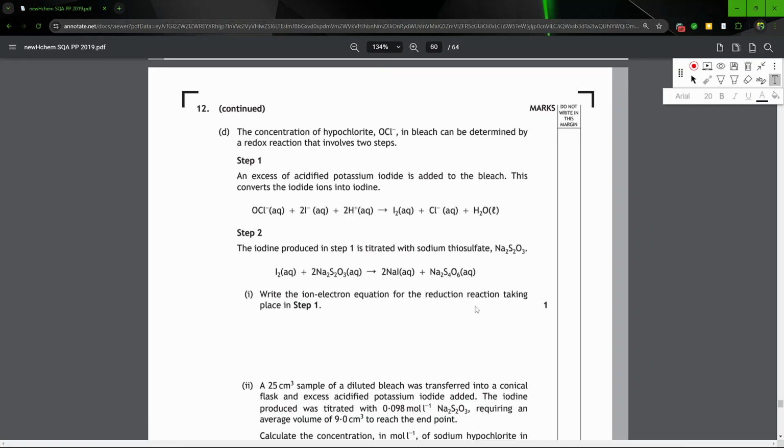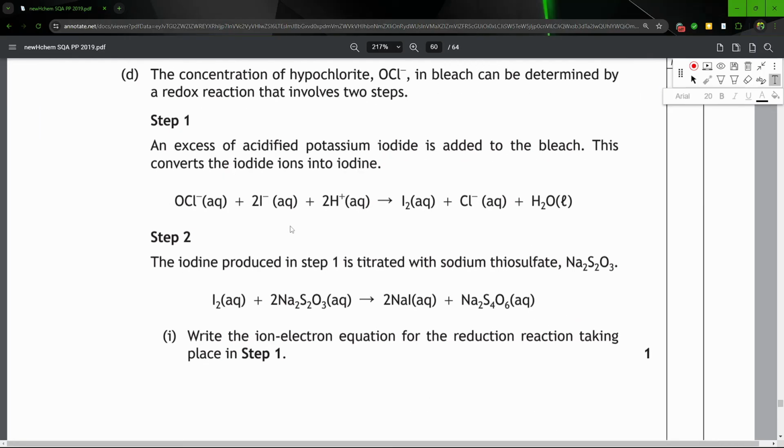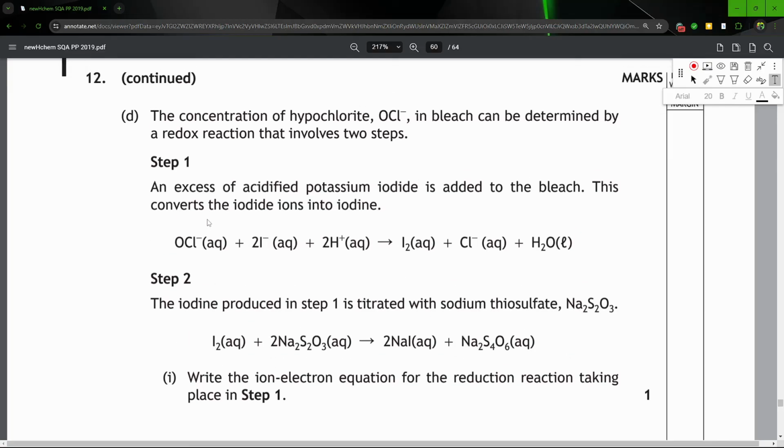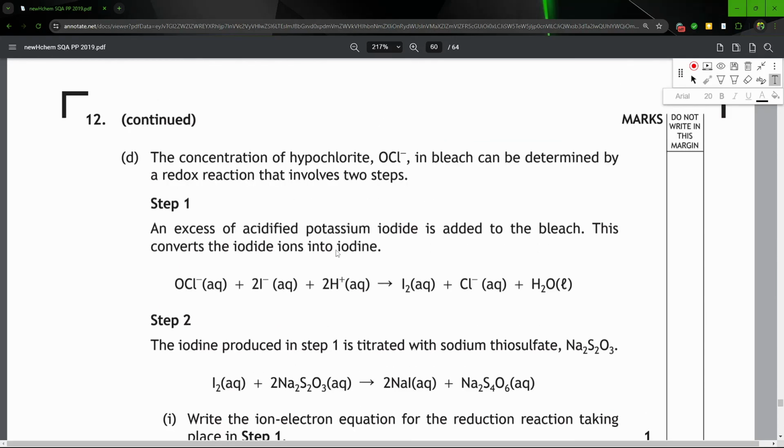So this is the reduction reaction, so we have to find what is being reduced. It seems quite easy to see that reduction is when you add electrons onto something. So let's break this down.